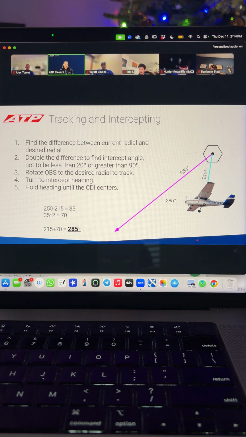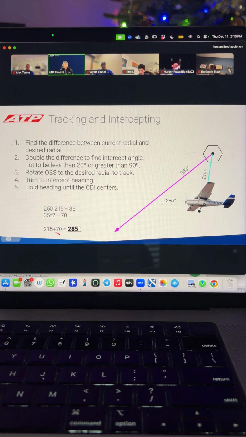So you're going to find the difference between your current radial and your desired radial. Now you're going to double that difference to find your intercept angle, because you always want to have more turn so that you'll intercept it more quickly. And then as you see that needle coming in, you're going to catch that needle right while it's centering up and then fly it outbound. So you're going to turn to intercept that heading and hold that heading until the CDI intercepts.